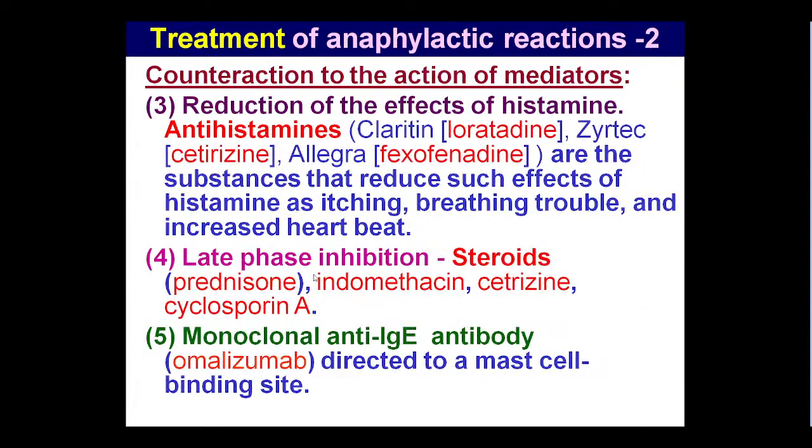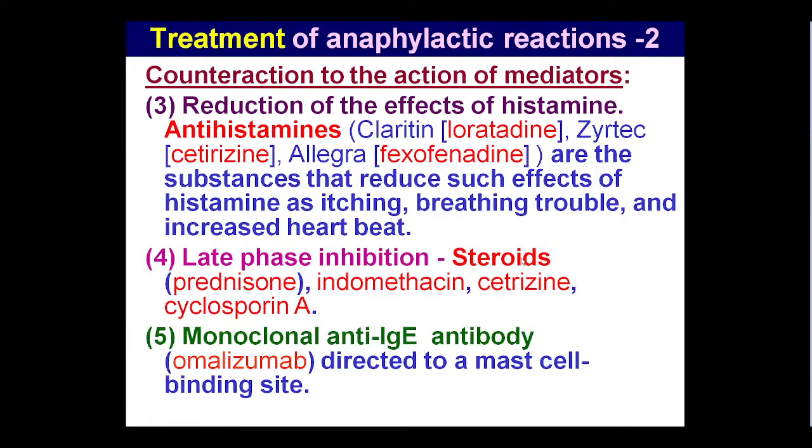Third principle of counteracting the activation of mediators. This is a reduction of the effects of histamine by administration of antihistamine drugs. Examples of them: Claritin, Zyrtec, Allegra, Benadryl for example, and many other substances that may be taken. These substances reduce such effects of the histamine as the itching, breathing trouble, and increased heartbeat.